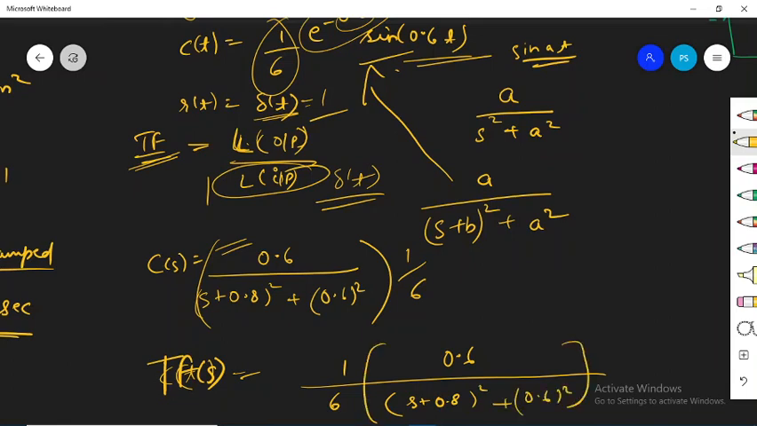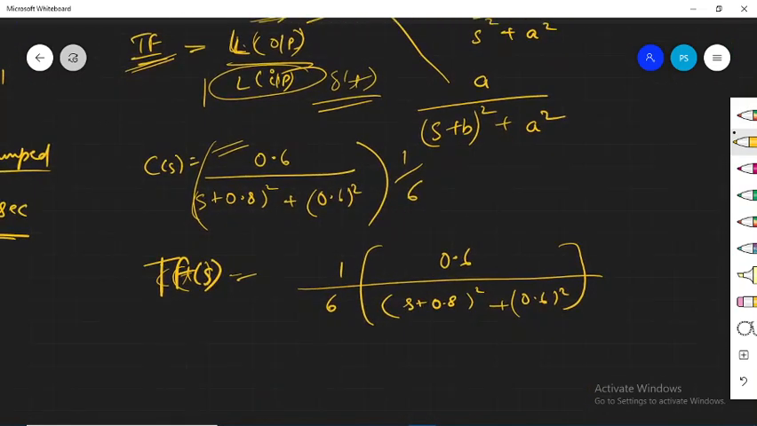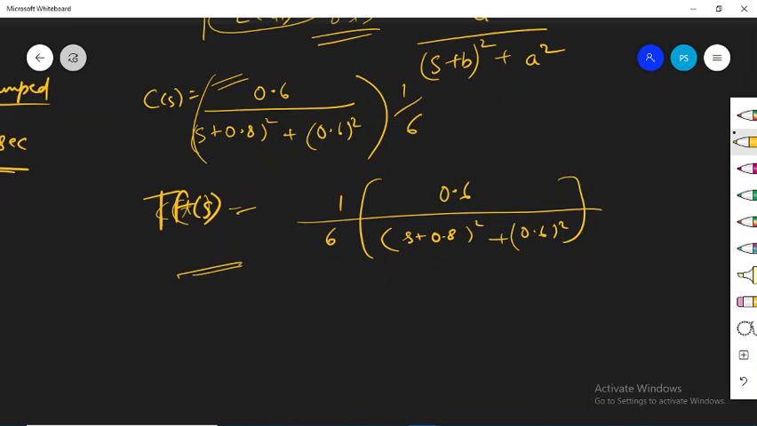This is the transfer function for the system. If you have the transfer function, the same thing you have to do. यहाँ पे भी वही सेम चीज़ करनी है. यहाँ पे ये हो जाएगा आपका 1, just open the brackets.